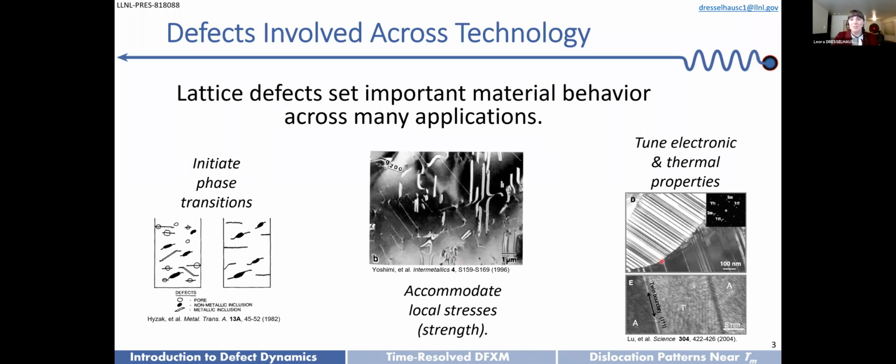And in yet other types of systems, we find that large populations of either point defects or grain boundaries can be used to continuously tune the electronic or thermal properties of a material. So to optimize both the efficiency and performance of these types of materials, we need to be able to both understand and control how these defects occur across many length scales.